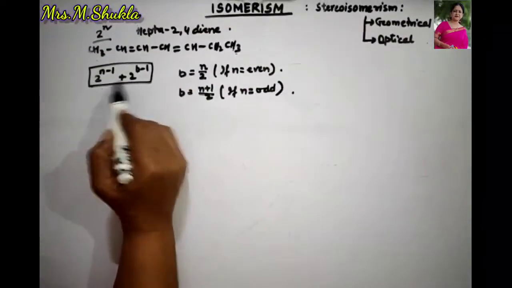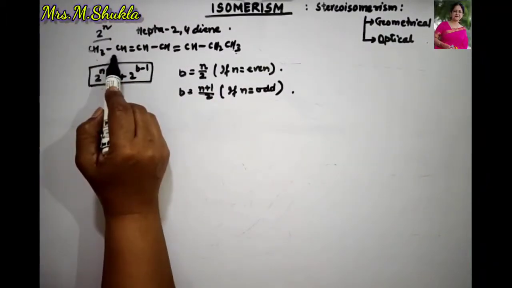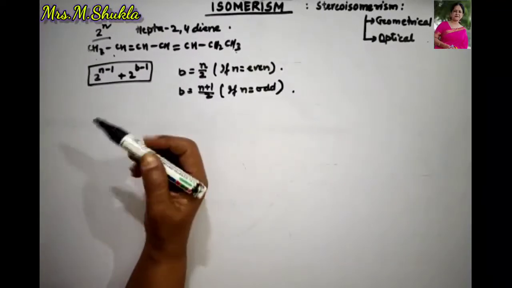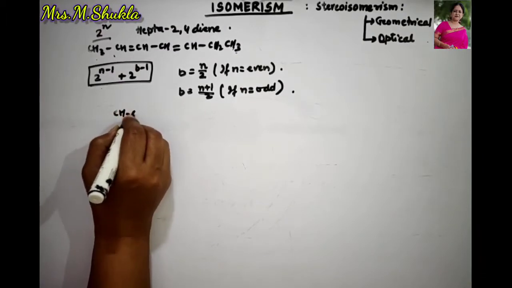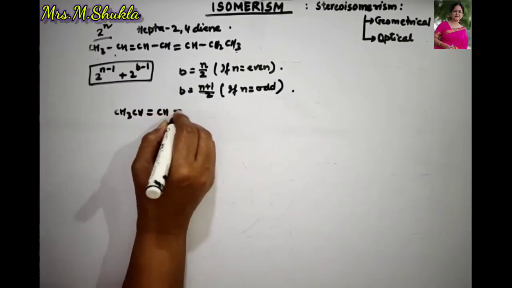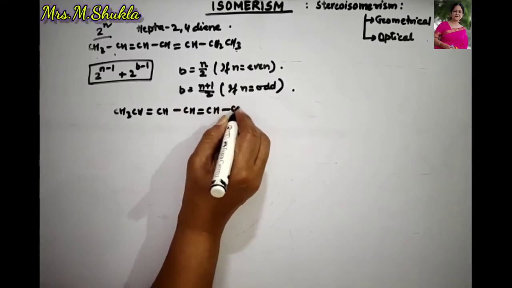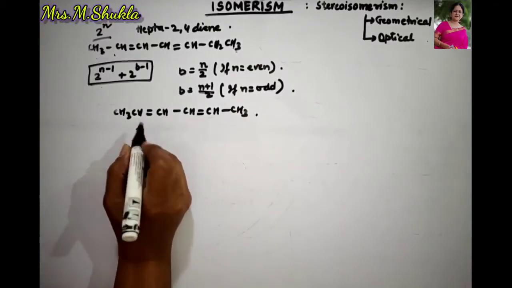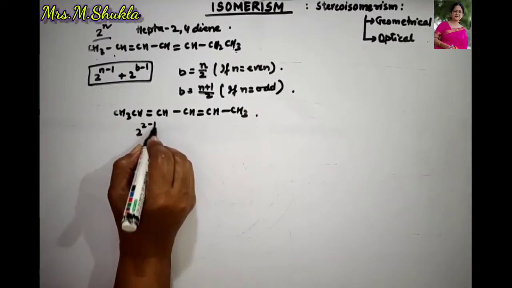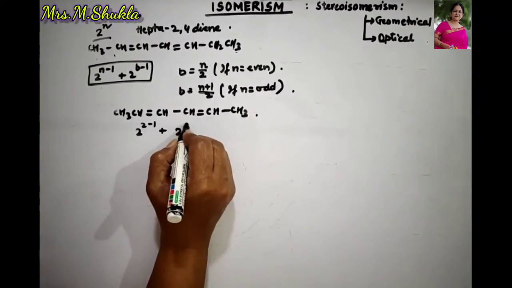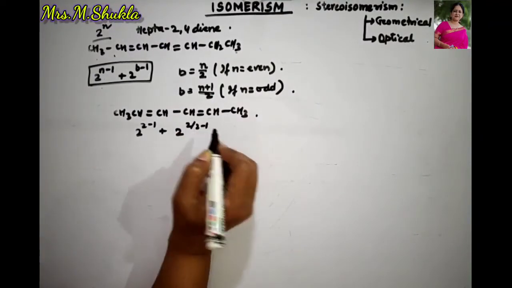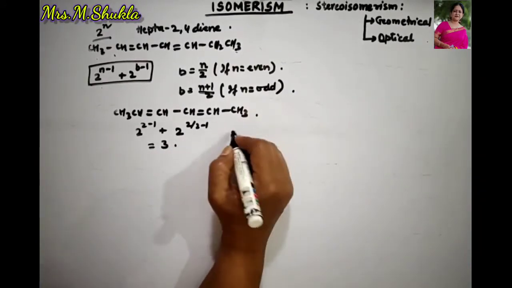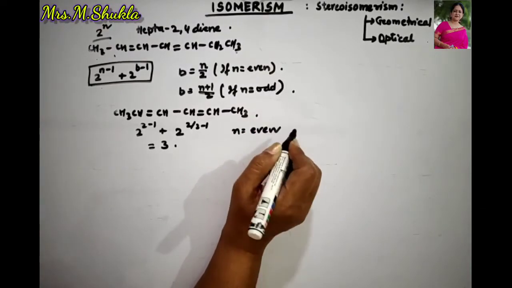Okay. Let me give you one example. This example is very clear. Now I'm going to give you one such example where the ends are not the same. So CH3, CH double bond, CH, CH double bond, CH, CH3, right? So over here, now see, 2^(2-1) + 2^(2/2-1). So what is it going to give us? 3, right? Why so? Because n over here is an even number.